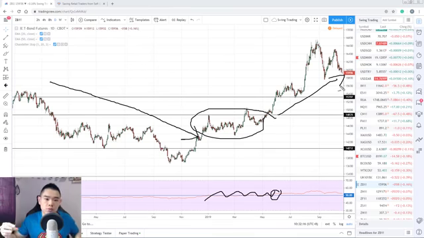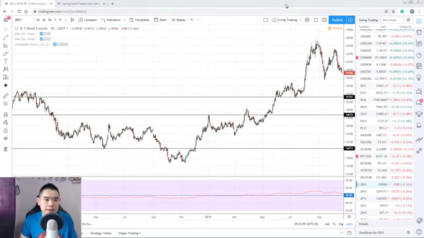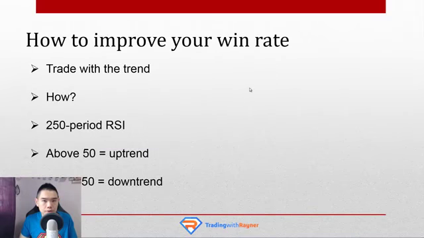It's very objective. You don't have to guess, is it a higher high, is it a higher low, blah blah blah. Just plot out the 50 mark on the RSI indicator. Anything above it, long-term uptrend. Anything below it, long-term downtrend. And then you can just trade in the direction of the trend. Simple. Okay, so that's the first trading technique that I want to share with you.